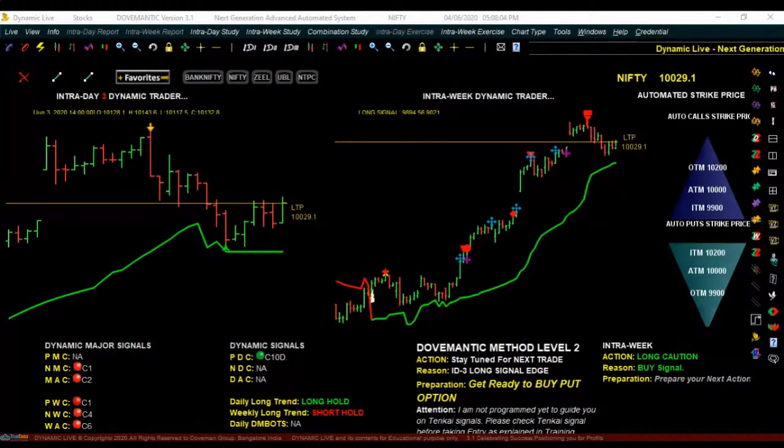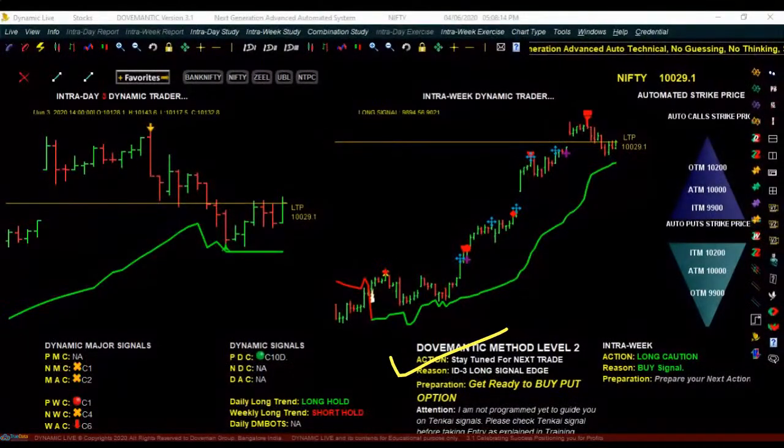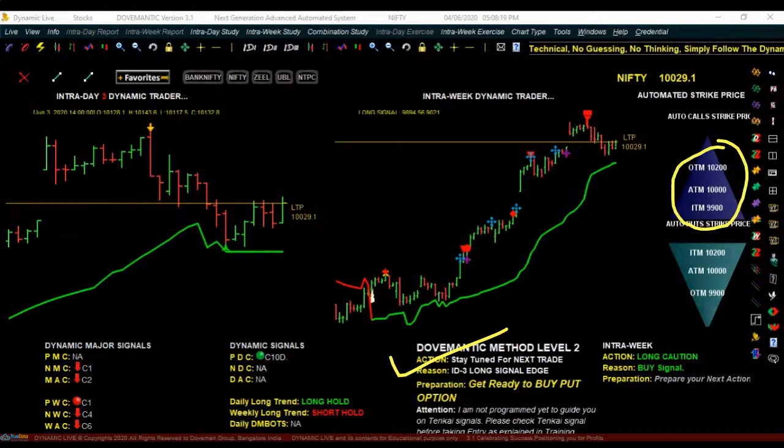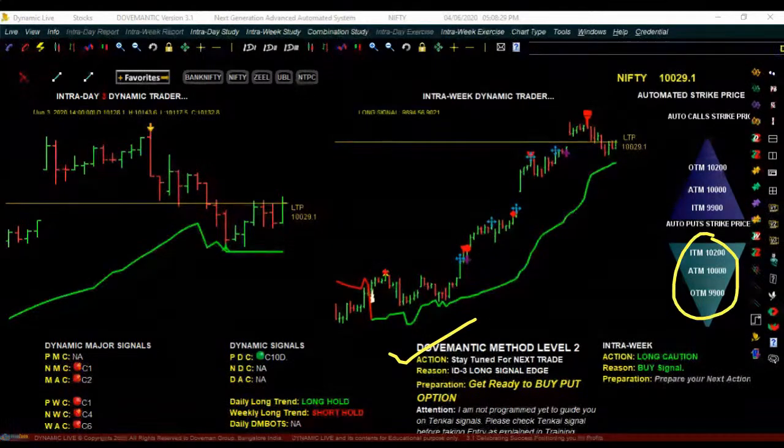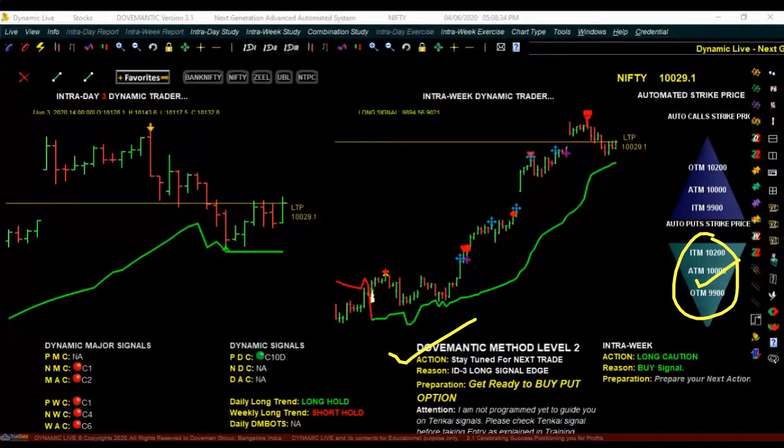But then whenever the action tells you to buy a call option or to buy a put option, there's one more important thing that you have to do, and that is to select the right strike price. Now you can see here, there is this pyramid pointing upward. Now whenever it tells you to buy a call option, you can come look at this pyramid. You can pick one number out of these three. That is your right strike price. Similarly, when it is written as buy put option, you can come look at this pyramid pointing downward. Pick one number out of these three. That is your right strike price.